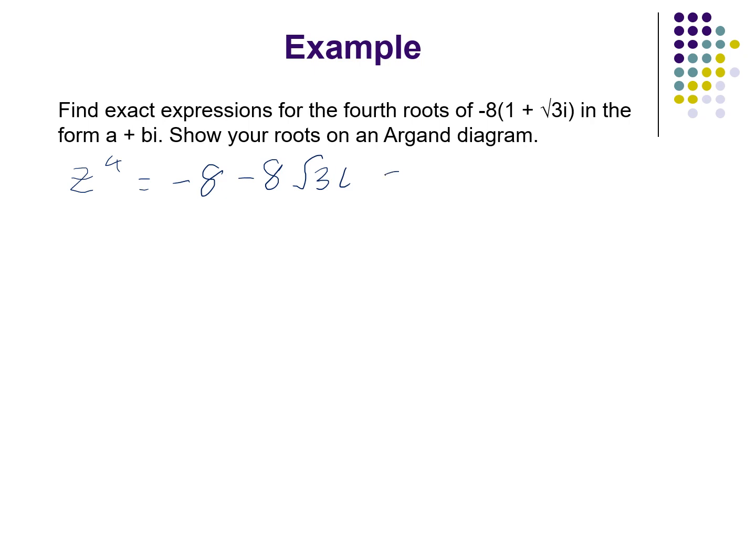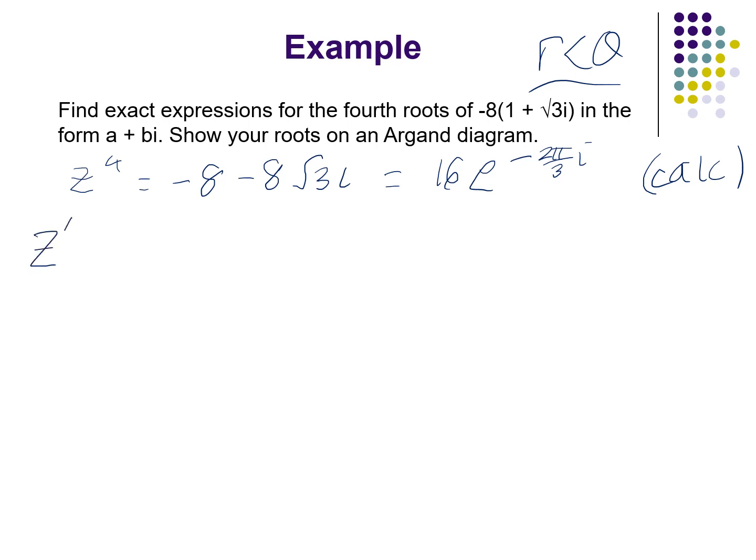Right, what do we do first? We make it in exponential form: 16e to the minus 2 pi by 3i. Use your calculator, the r theta option on your calculator. Okay, what do we do now? We take that as one of our answers before we fourth root, and we add 2 pi successively until we get 4 answers. Use your calculator if you want.